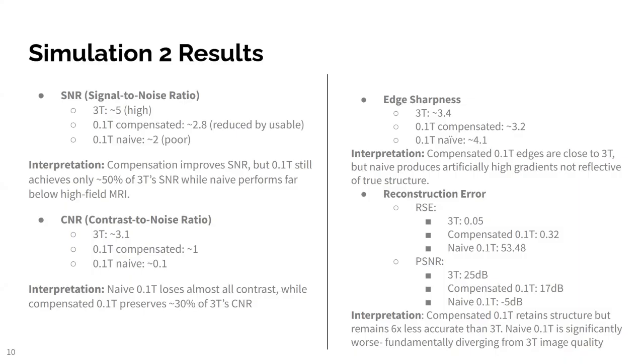For edge sharpness, compensated 0.1T edges are close to 3T, but naive produces artificially high gradients, not reflective of true structure. Finally, looking at reconstruction error versus the ground truth phantom, compensated 0.1T retains structure, but remains about 6 times less accurate than 3T. Naive 0.1T is significantly worse, fundamentally diverging from 3T image quality.